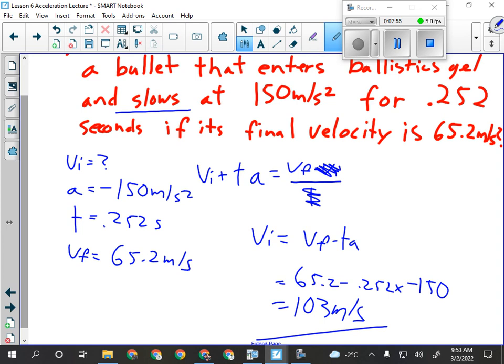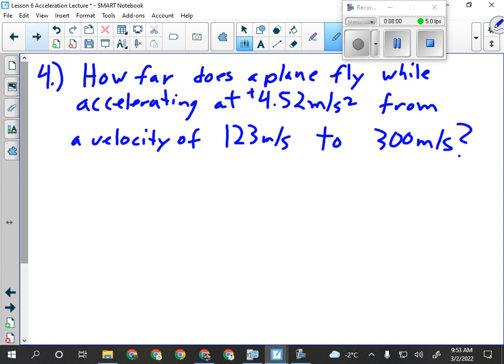All right, everybody with me there? All right, are we getting the hang of this? Okay, I mean, it's really just a matter of having the right givens written down so you can pick the right formula. All right, give that one a try.